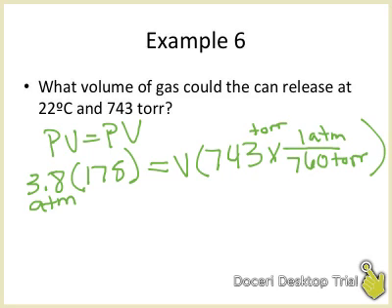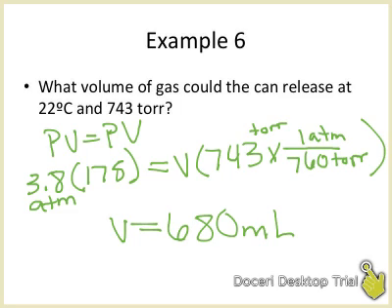And then again, however you want to do fun math, right? There's lots of different ways you can do this. My volume is going to equal 680 milliliters. So let's take a second. Does this make sense? What happened to my volume? It went up. Now, we can't really see what happened to our pressure because one's in atmospheres and one's in torrs, but 743 divided by 760 is probably going to give you an answer smaller than 1. So what happened to our pressure? It went down.